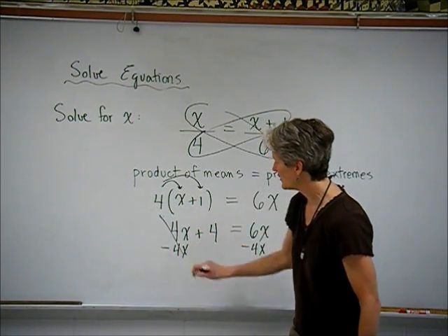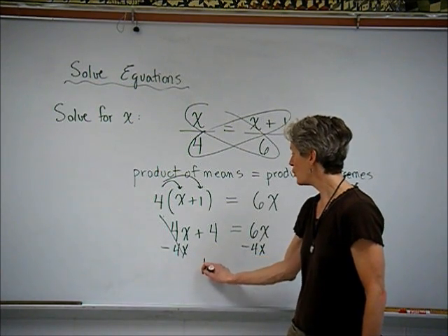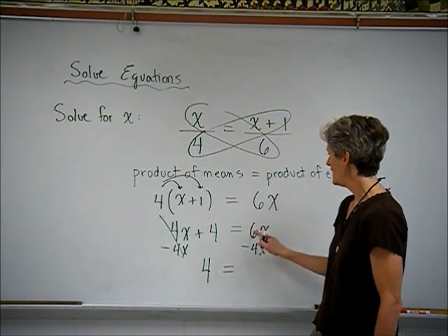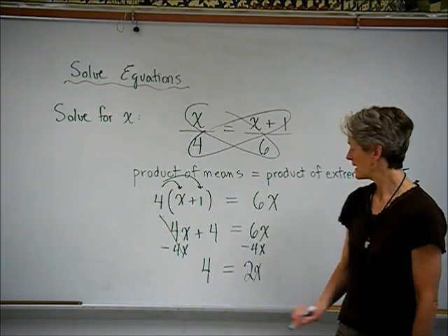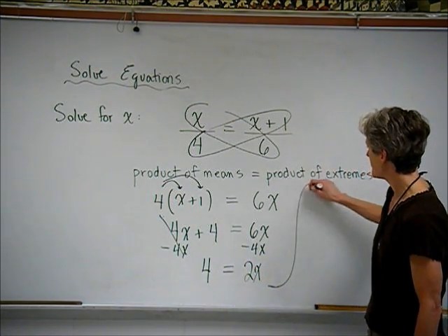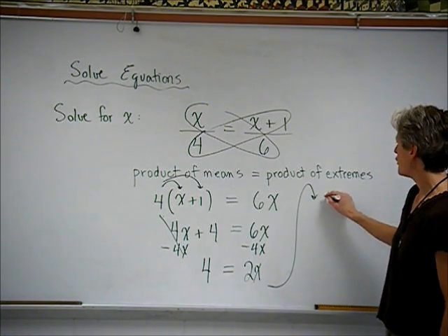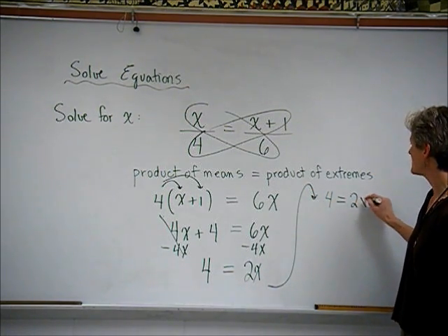Those are additive inverses. Those go away. So I have a 4 equals 6x minus 4x is 2x, last time I checked. All right, I'm almost there. Zipping up here. So 4 equals 2 times x.